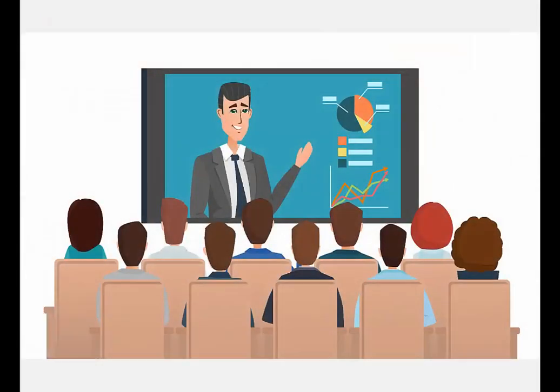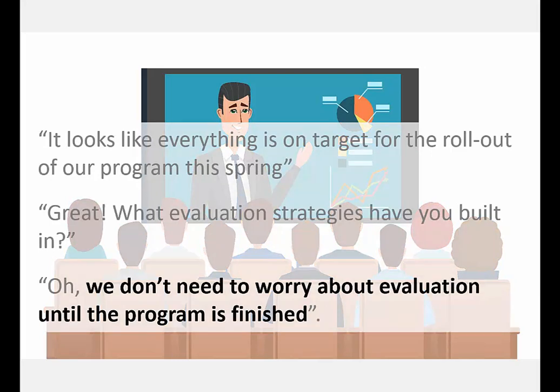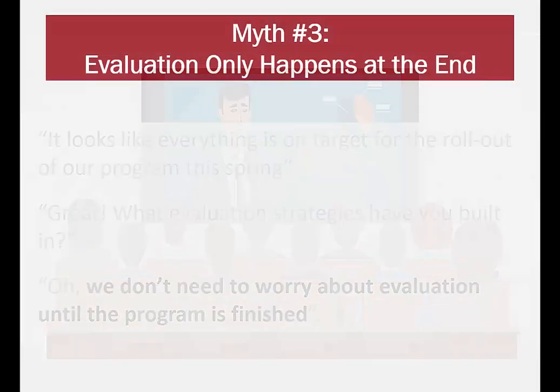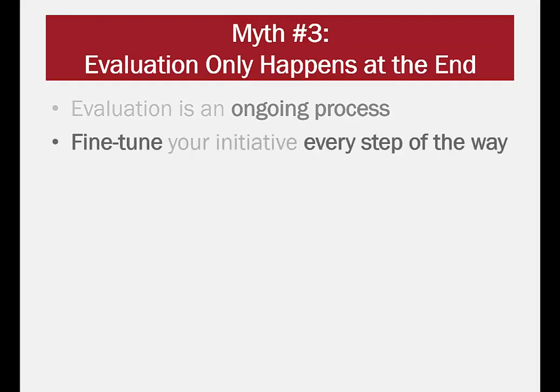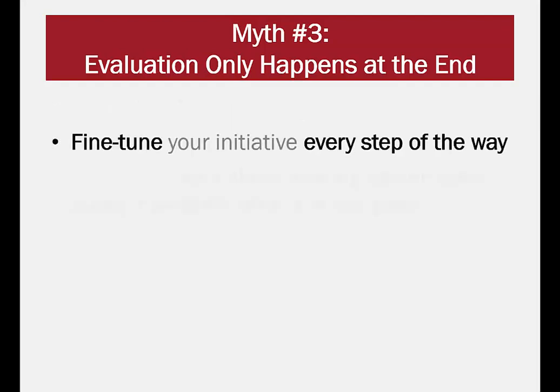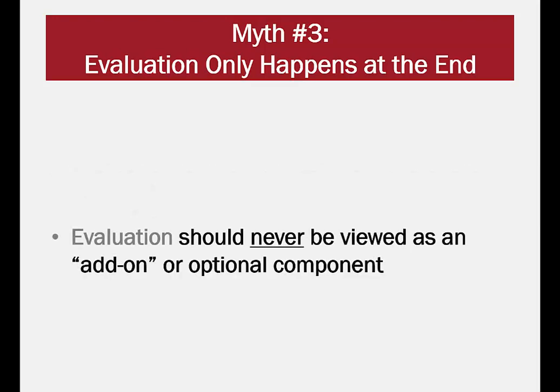Consider the following conversation. It looks like everything is on target for the rollout of our program this spring. Great! What evaluation strategies have you built in? Oh, we don't need to worry about evaluation until the program is finished. Evaluation is an ongoing process that begins as soon as the idea for an injury prevention program is conceived. It is important to fine-tune your initiative every step of the way so that you can make the adjustments needed and avoid surprises later. Evaluation isn't about making judgments on a program or intervention after it is complete. It should never be viewed as an add-on or optional component.